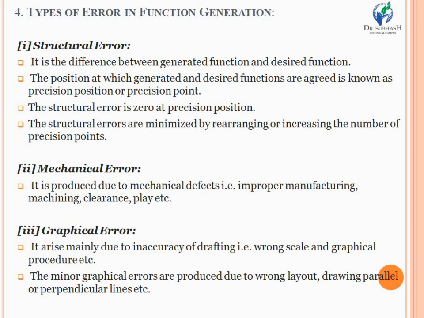Generally, minor graphical errors arise due to wrong layout, wrongly selected angles, and drawing parallel or perpendicular lines, which cause minor graphical errors. And generally, graphical errors are distributed at random over the entire range of motion of the mechanism. Graphical errors also depend on the designer's skill and judgment. That is very important while you are designing and graphically constructing any mechanism.